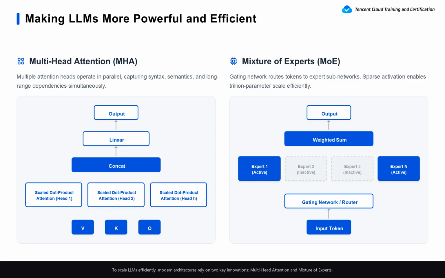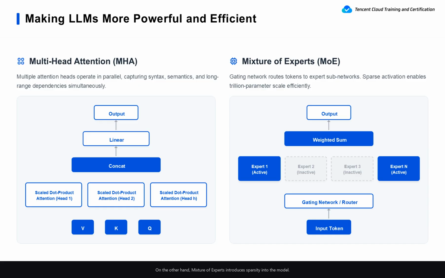To scale LLMs efficiently, modern architectures rely on two key innovations: multi-head attention and mixture of experts. Multi-head attention allows the model to process information from multiple perspectives simultaneously. Each attention head focuses on different relationships, such as syntax, semantics, or long-range dependencies, before combining them into a unified representation. This improves contextual understanding significantly.